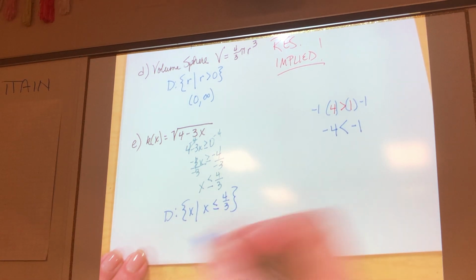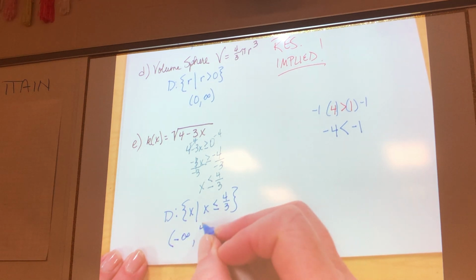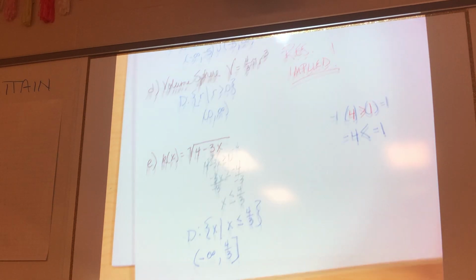Interval notation goes from negative infinity, which is not included, all the way to 4/3 with a bracket. Any questions? Everybody good? All right. So when it's an inequality, we never put the x or whatever variable element? No, Eleanor, nope, you don't.